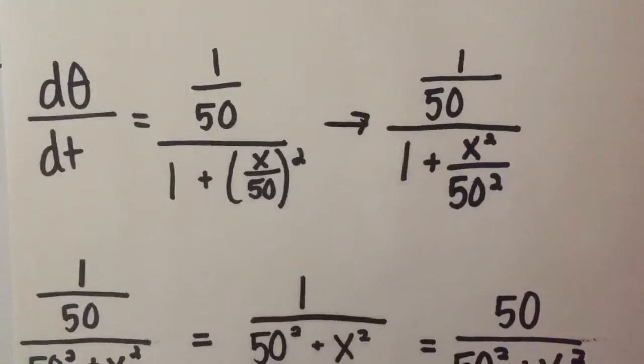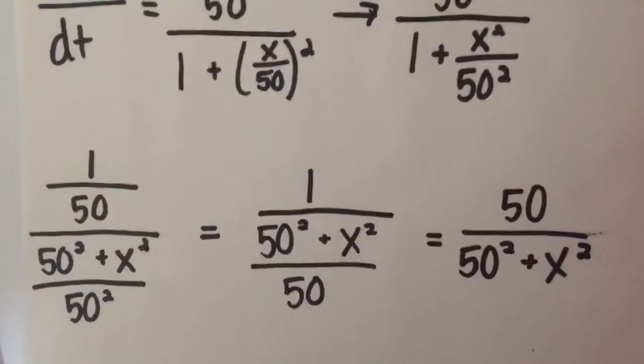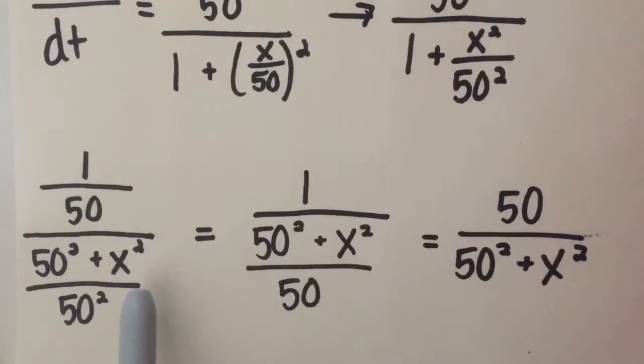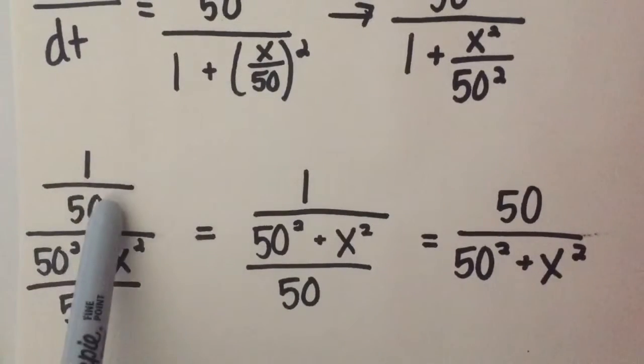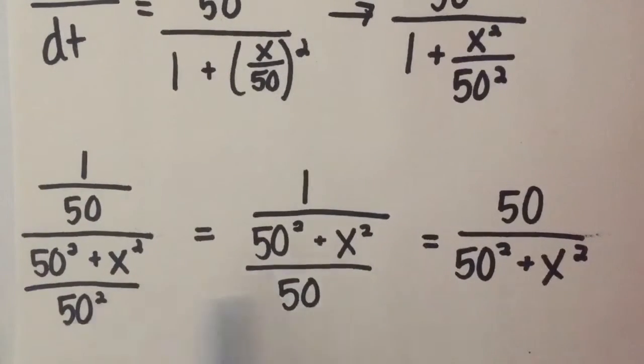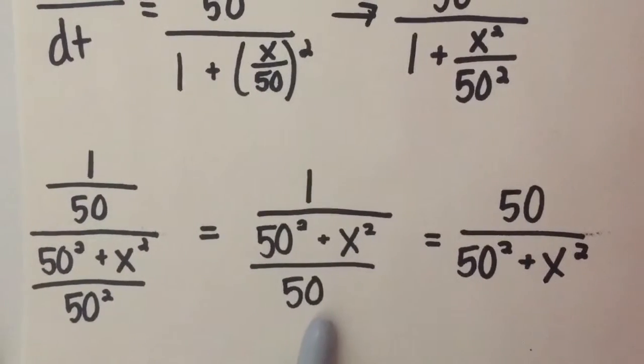squared over 50 squared. Now, we bow tie the bottom of this fraction, and we get 50 squared plus x squared over 50 squared. Then, this 50 cancels out one of these 50s, and you're left with 1 over 50 squared plus x squared over 50.